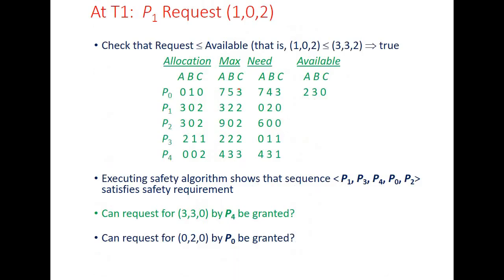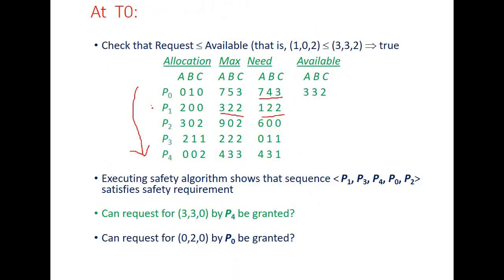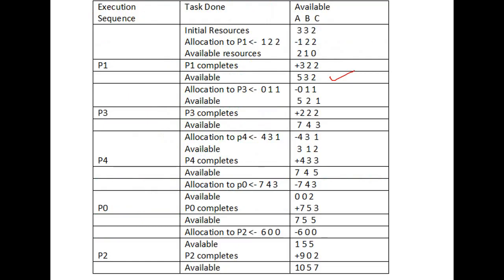So P1 is completed. What are the remaining processes? P0, P2, P3, P4. Next we take the process which requires the least number of resources, 0, 1, 1. So P3, 0, 1, 1. Available is 5, 3, 2, but required is 0, 1, 1. So allocation to P3 is carried out, minus 0, 1, 1. This gives you the remaining resources: 5 minus 0 is 5, 3 minus 1 is 2, 2 minus 1 is 1. So these are the available resources in the system.